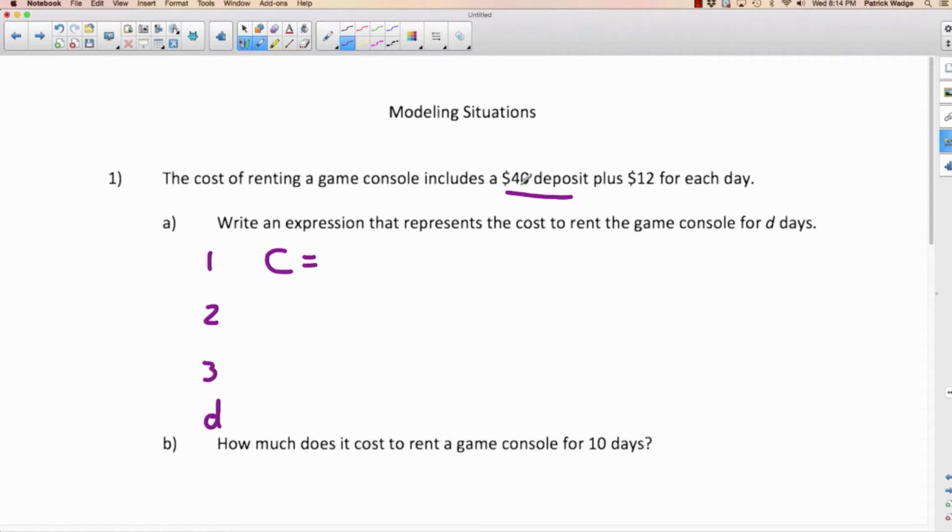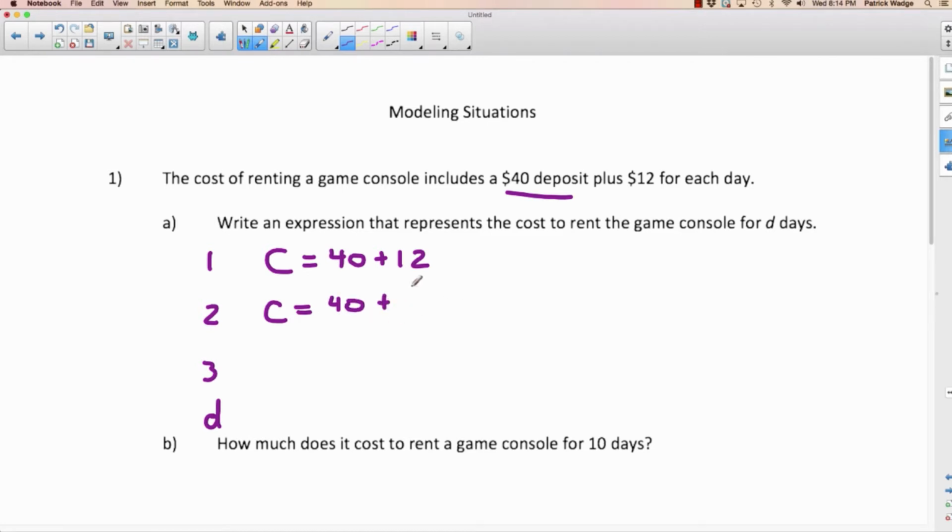Well, you have to pay the $40, don't you? No matter how many days you do it, you pay $40 plus you have to pay $12 extra, right? Because you rented it for 1 day, so you pay the extra 12. That's it. All right, how about for 2 days? For 2, you still have to pay the $40. It's not 2 times 40, it's just 40.